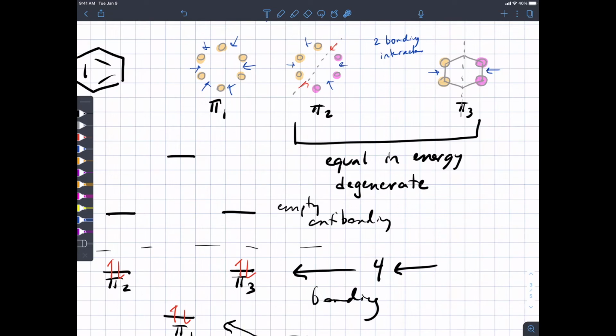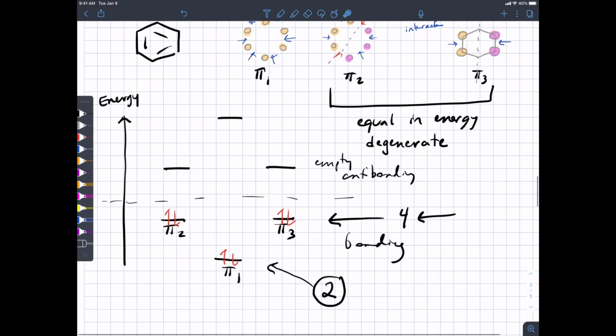Others? Yeah? So in the case of the benzene ring, would that mean there's 2 HOMOs and 2 LUMOs? That's right. For the benzene ring, what is the HOMO, what is the LUMO? Well, you have 2 highest occupied molecular orbitals. So, yeah, there we go. And 2 lowest unoccupied molecular orbitals.